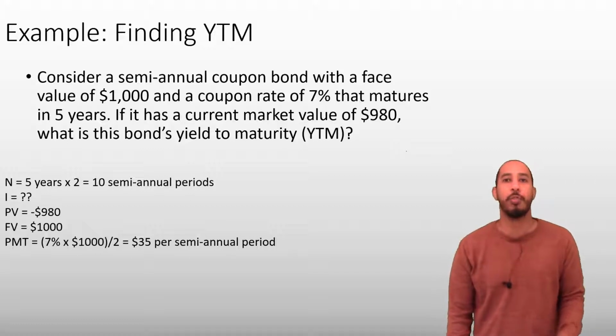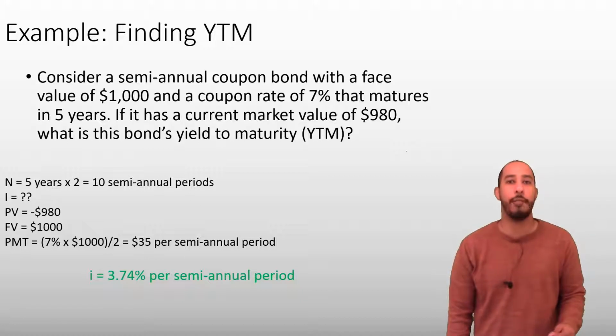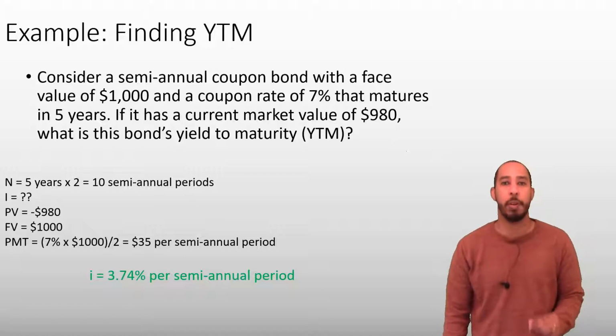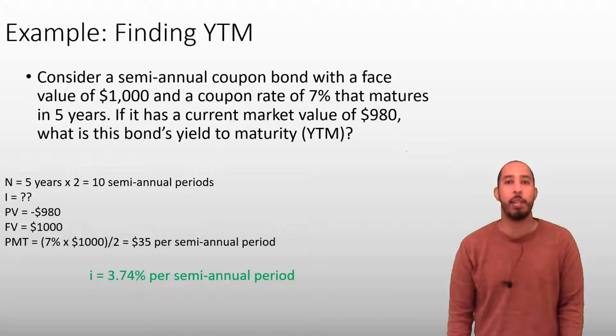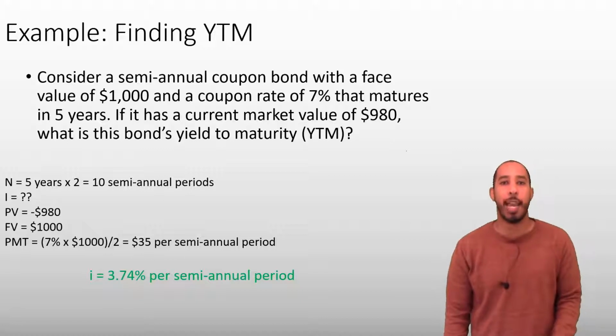And we'll also receive $35 every semi-annual period. That's the $70 annual coupon payment divided into 2 pieces. Solving for I, we get 3.74%. Now, what are the time units on this I? This is 3.74% per semi-annual period. Remember, the time units are consistent. So if you have a semi-annual N and a semi-annual payment, then the I you solve for will also be in terms of semi-annual units.